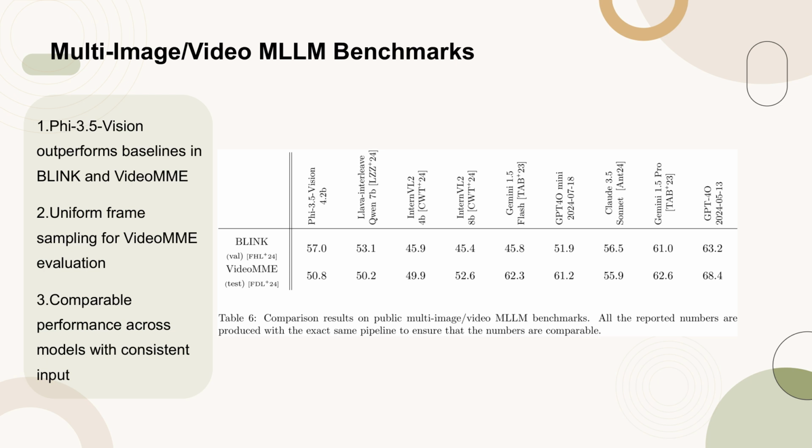Table 6 presents the evaluation results of Phi-3.5 Vision on public multi-image and video benchmarks, specifically BLINK and Video-MME. The table highlights Phi-3.5 Vision's competitive performance, often surpassing baseline models. Notably, for the Video-MME benchmark, frames are uniformly sampled to ensure a fair comparison across models. This approach guarantees that all models receive the same input information, thereby maintaining the integrity of the evaluation process. The results underscore Phi-3.5 Vision's robust capabilities in multi-image understanding scenarios.